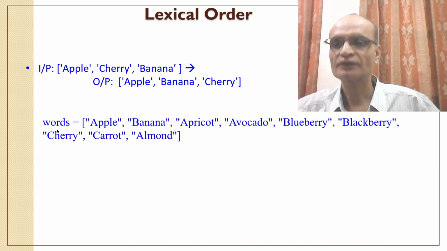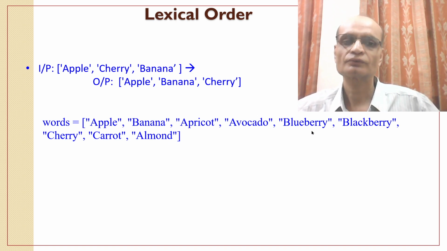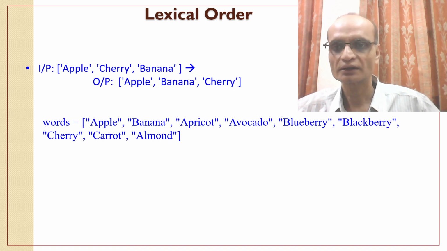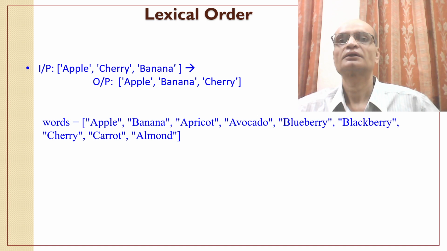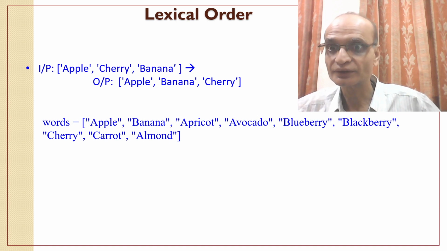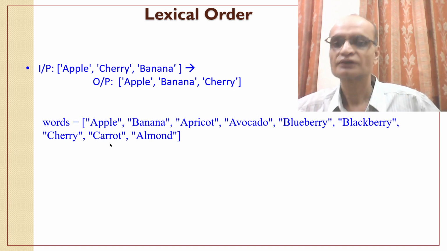Let us say you have words which are randomly given: apple, banana, then apricot, avocado, blueberry, blackberry, cherry, carrot and almond. Now if I want to form a lexicographical order for these words, that means I am going to form it the way a dictionary does. Then what should be there? Probably I will start with A, and that is correct. Why? Because that is the first alphabet.